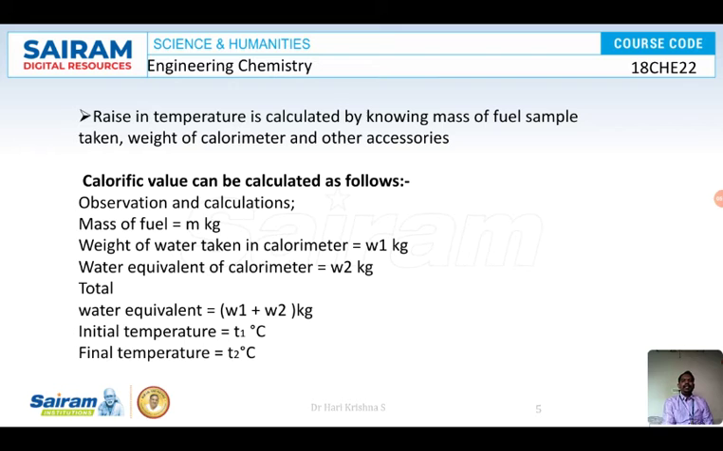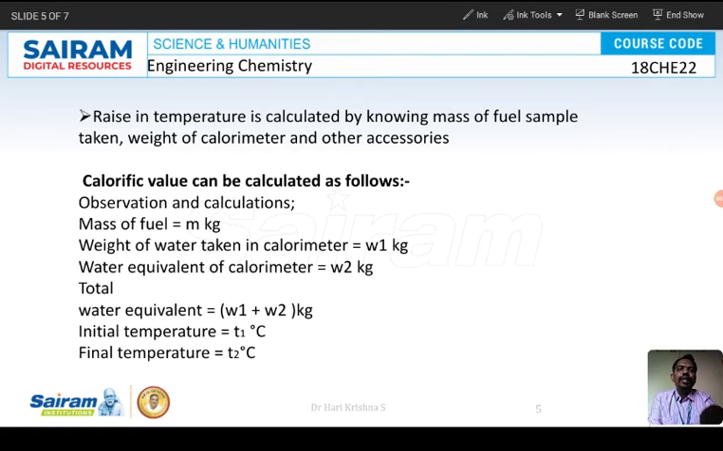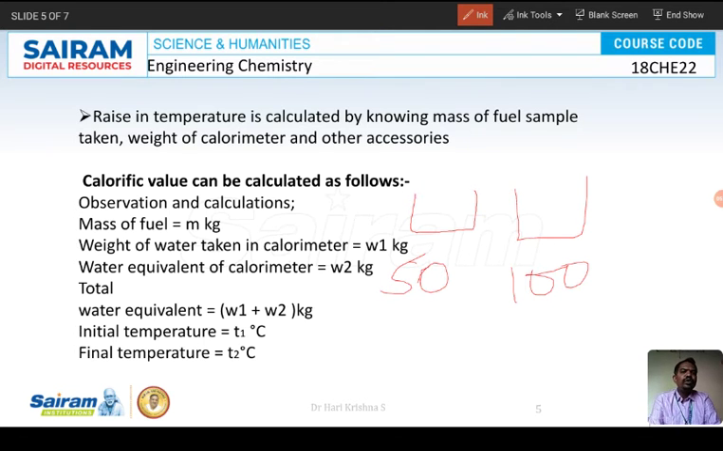The question may arise, why should we take the weight of water? For that, I'll give you a small example. We have two containers. In one container you have 50 ml of water. In another container you have 100 ml of water. Both you are going to heat for 5 minutes at the same temperature. The arrow mark represents heat.